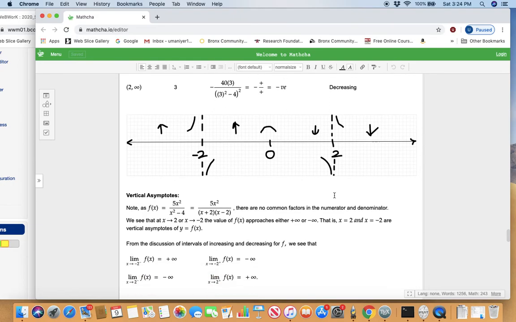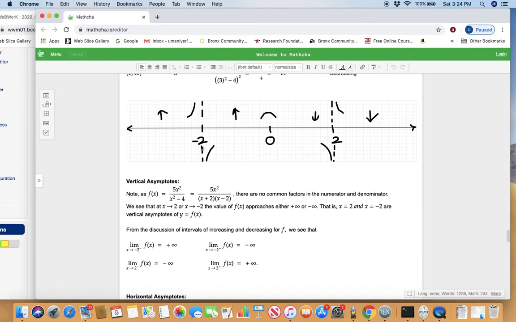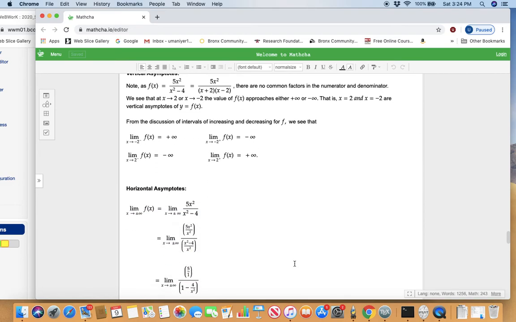In other words, limit x approaching negative 2 from the left is positive infinity. Limit x approaching negative 2 from the right is negative infinity. Limit x approaching 2 from the left is negative infinity. Limit x approaching 2 from the right is positive infinity.